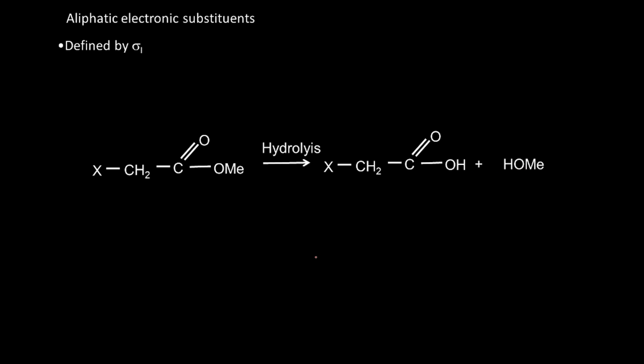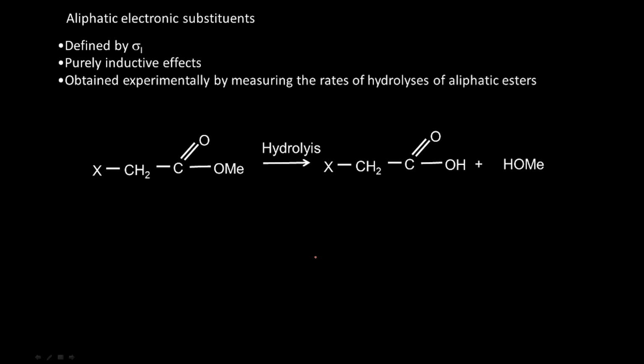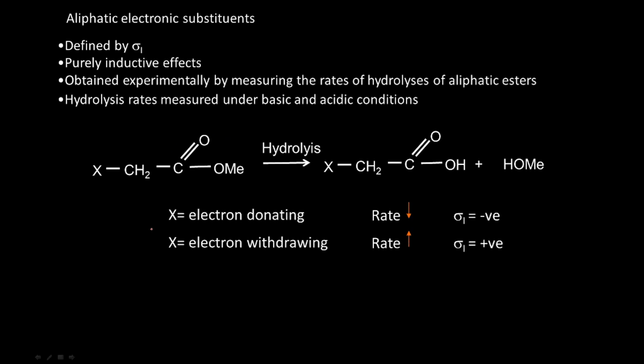They are defined by again sigma 1. You have only purely inductive effects. They are obtained experimentally by measuring the rates of hydrolysis of aliphatic esters. Okay, hydrolysis rates measured under basic and acidic conditions. So you do not have the resonance happening here. You will always have induction happening here, because unlike aromatic, where we have the resonant bonds, aliphatic will not have it. So X electron donating, rate goes down because sigma 1 is negative.